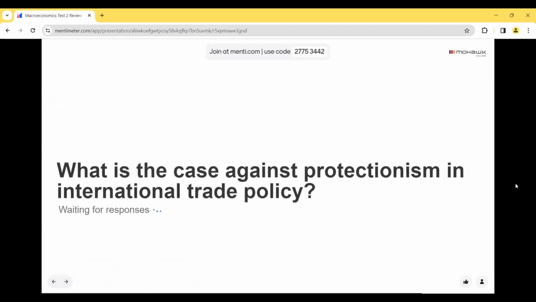What is the case against protectionism in international trade policy?